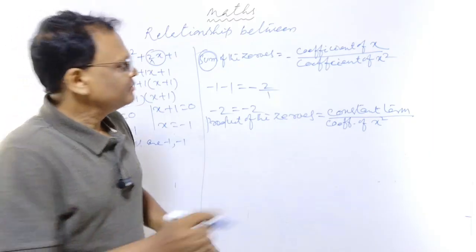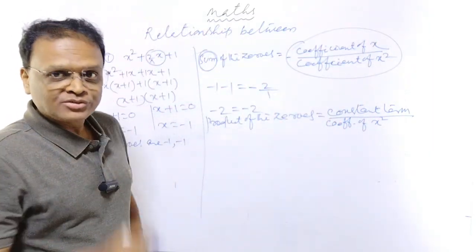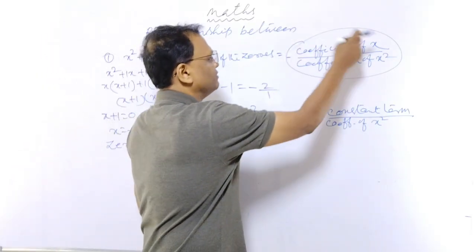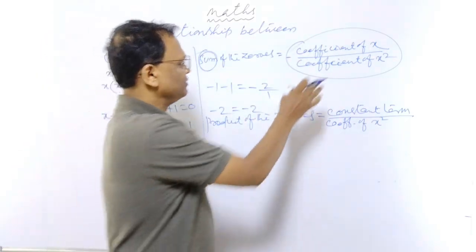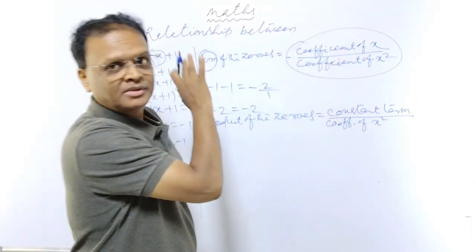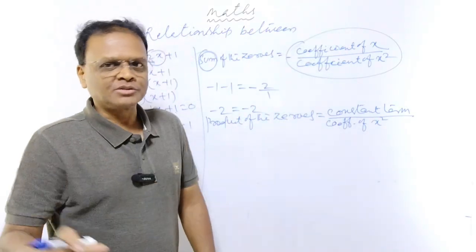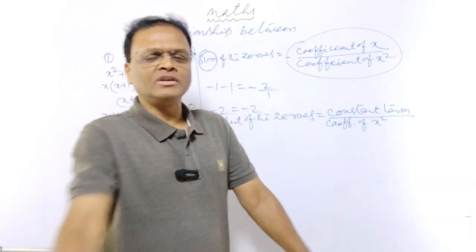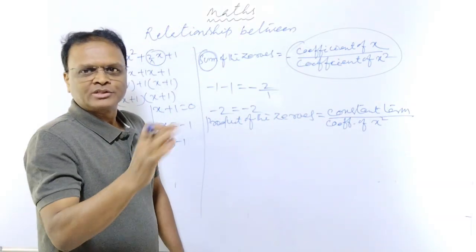For the sum, this is the formula: minus of coefficient of x by coefficient of x square, for the sum of the zeros. Sum of the zeros is minus coefficient of x by coefficient of x square. You must remember. There is no other way. Sum of the zeros is minus coefficient of x by coefficient of x square.